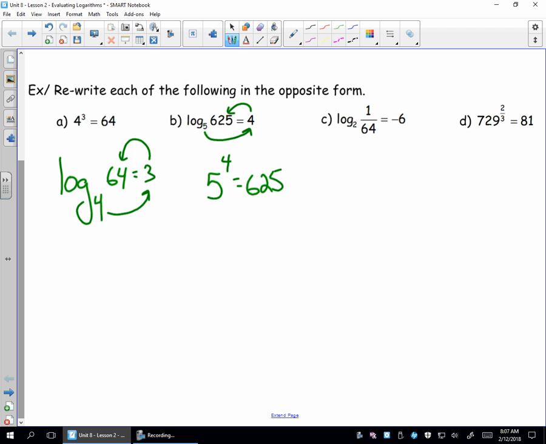Okay. Same thing for here, 2 to the negative 6. We know negative exponents make fractions. Right. And then the last one, the log, my base is 729. Anyway, 81 comes from 2/3. 729 to the 2/3 is 81. Fractional exponents make things smaller. Negative exponents make fractions, and then obviously regular exponents make bigger numbers.